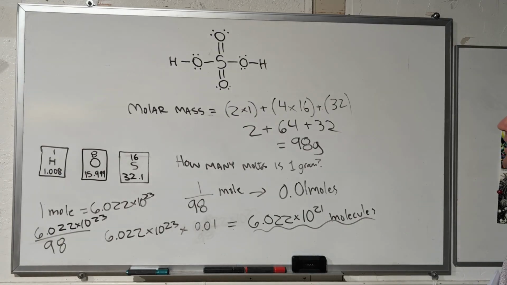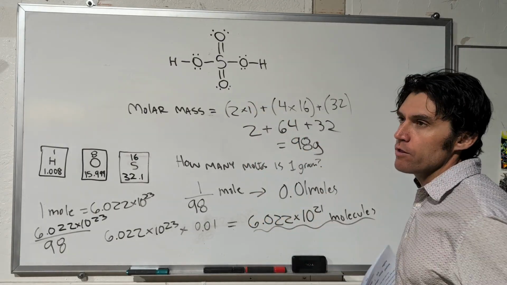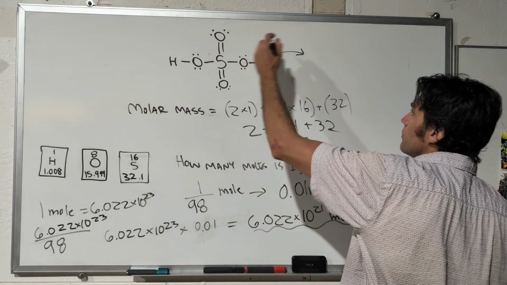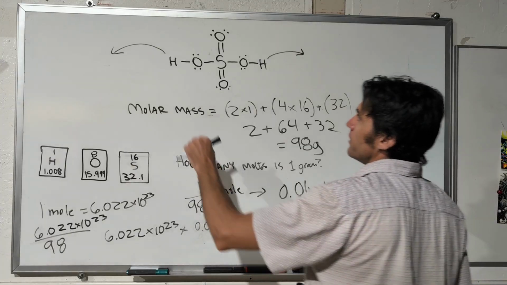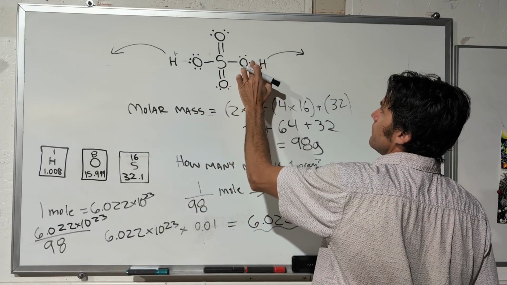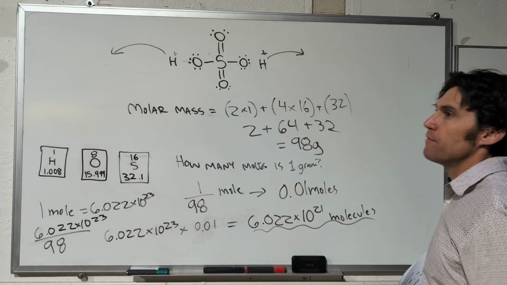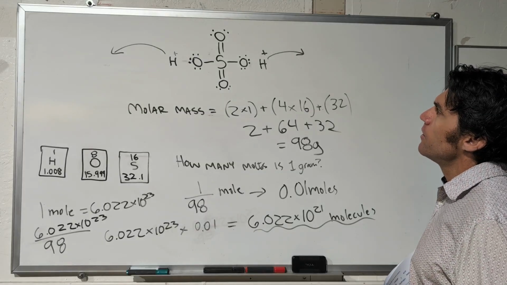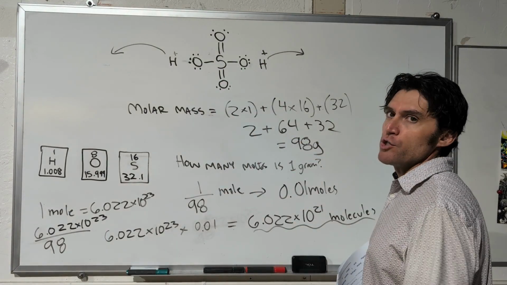So the question is, how many hydrogens are released? For every one of these molecules, how many hydrogens are released? Well, both of these hydrogens are going to be released because that's what an acid does. An acid releases a hydrogen, and when it does, it leaves the electrons behind, and then the positive hydrogen goes off into the water and makes the water positive, or makes it more acidic.